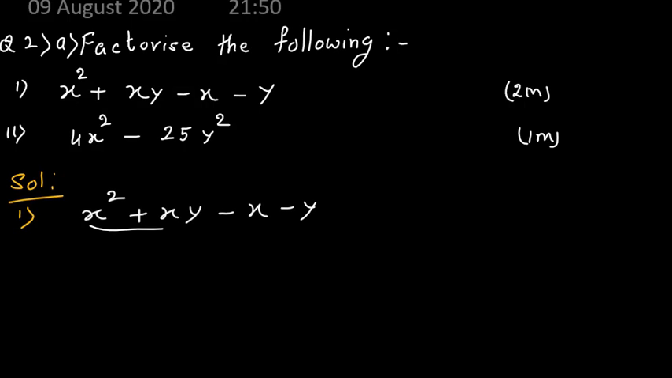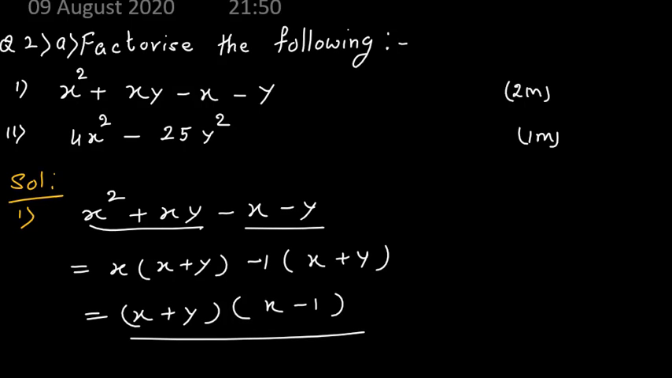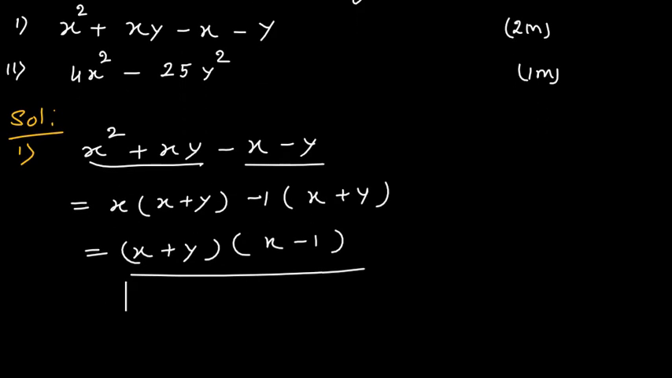Now we have 4 terms. From these 2 terms we can take x common. So after taking x common, I have x plus y. Here I can take minus 1 common. So again I have x plus y. So I will take x plus y common in one bracket. I have x minus 1 in another bracket. So this is the factorization of x square plus xy minus x minus y.